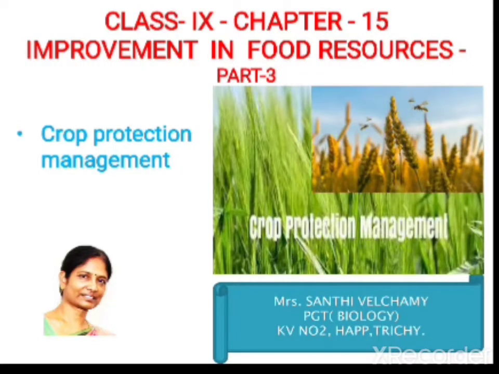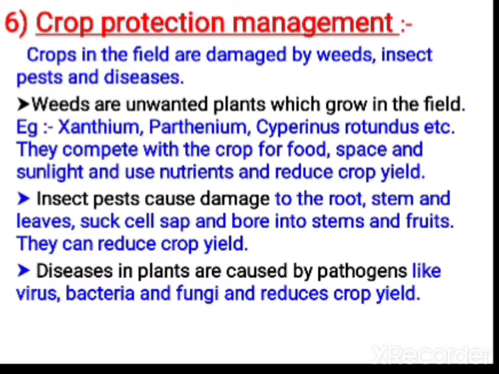So today we are going to continue the chapter Improvement in Food Resources. Today we are going to study crop protection management: how the crops can be protected from various diseases and pests. The crops in the fields are normally damaged by weeds, insect pests and diseases.